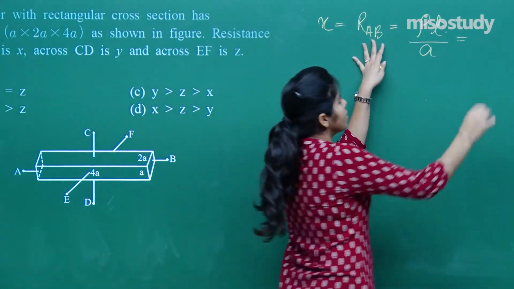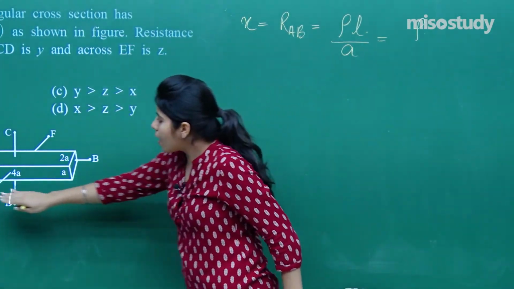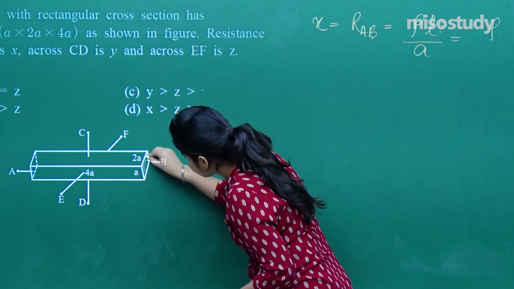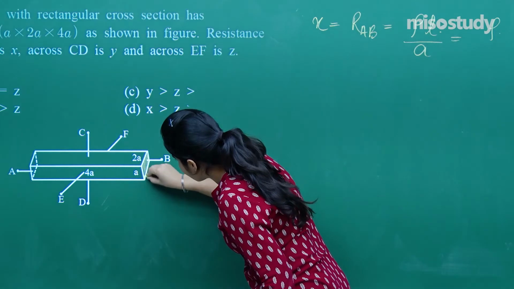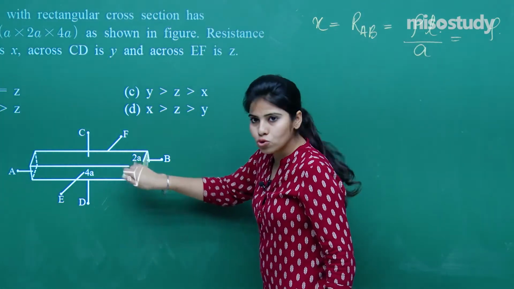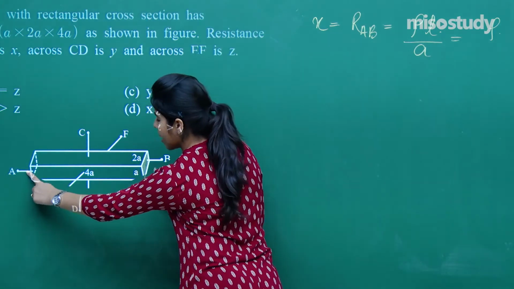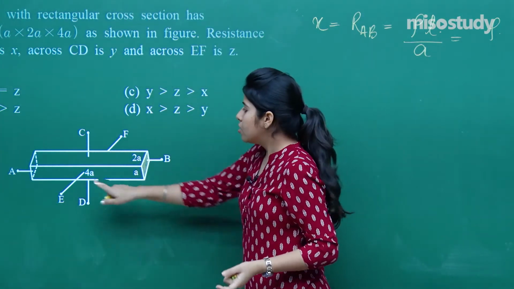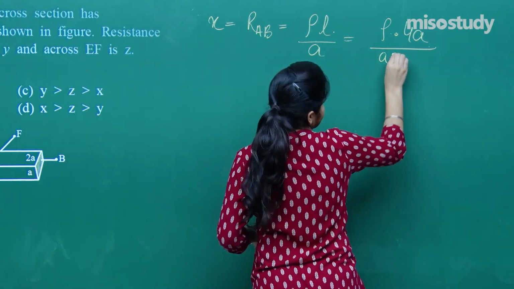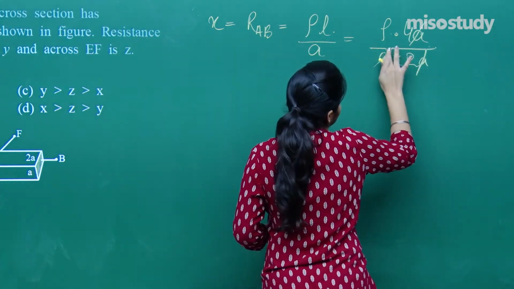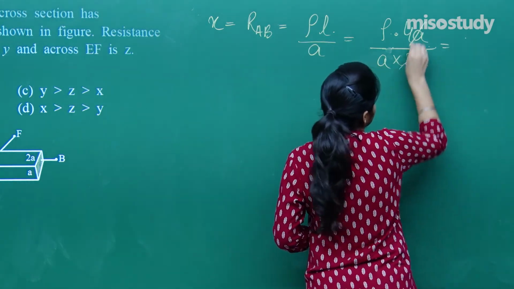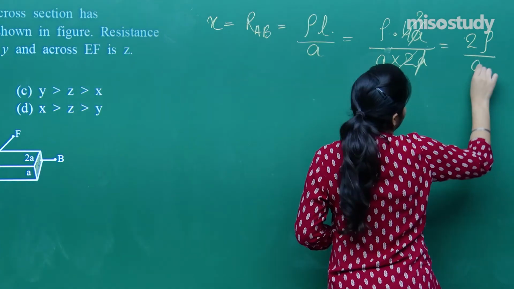Now in this case, AB, what will be the length? If I am talking about AB, I'll be talking about this particular area. And if I am talking about this area, the length and breadth, that would be A into 2A. But the length will be considered as this much, because I am talking about the whole length of AB. So length will be 4A divided by area, that means A into 2A. So you will be having 2 rho upon A, right?